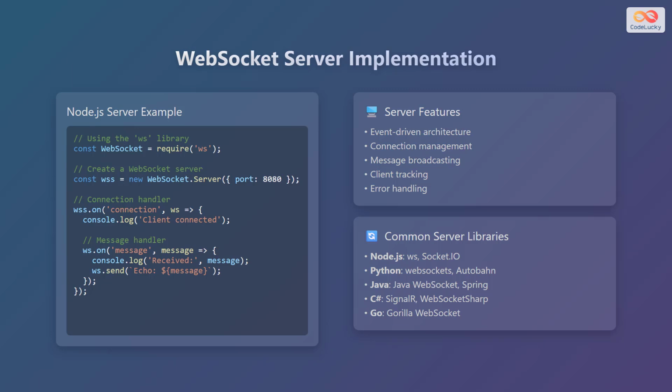A message handler is defined to handle incoming messages from the client. When a message is received, it is logged to the console, and the server sends back an echo response to the client. Server features include event-driven architecture, connection management, message broadcasting, client tracking, and error handling. Common server libraries for various languages include the WS and Socket.io for Node.js, WebSockets and Autobahn for Python, Java WebSocket and Spring for Java, SignalR and WebSocket Sharp for C#, and Gorilla WebSocket for Go.